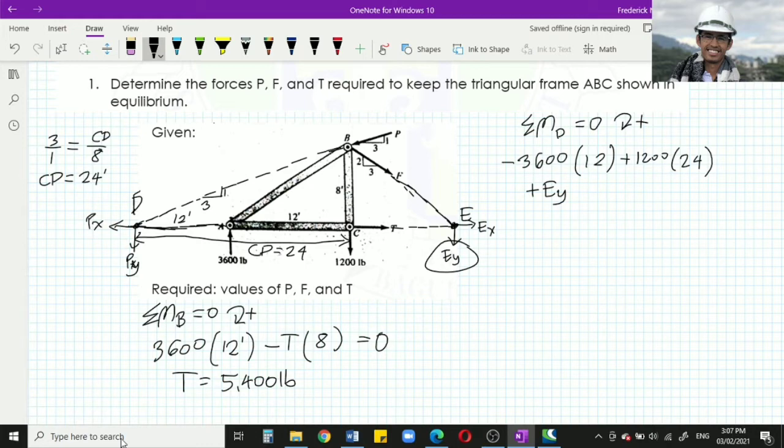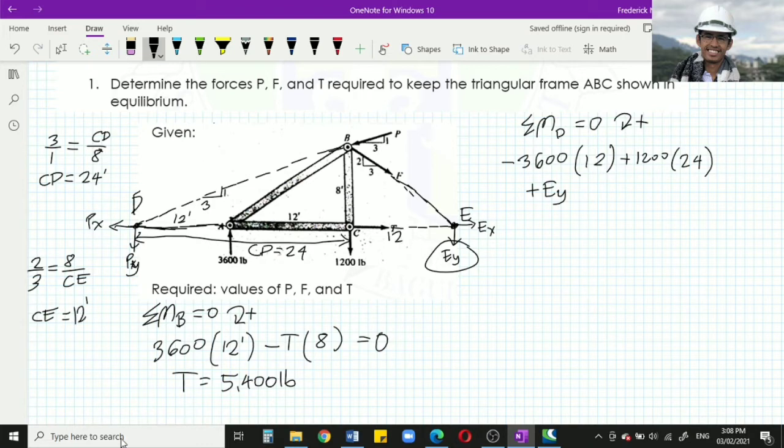EY or yung force F natin, that will be... So, ano yung distance nito? That will be equal to... So, given yung slope niya ulit, that will be 2:3. So, pwede nating by similar triangle, ratio and proportion, that will be 2/3 is equal to 8 over CE. Okay? Solving for CE, that will be equal to 12 feet. So, 12 feet din pala ito.